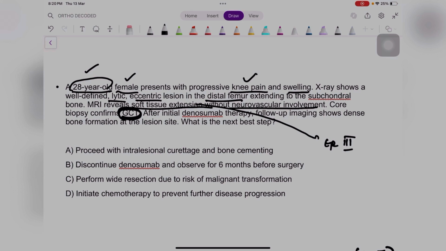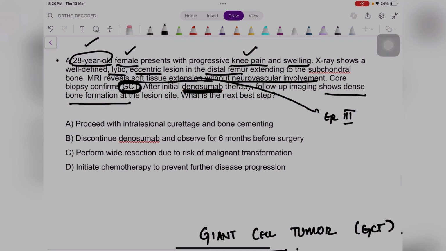So the core biopsy confirms GCT, and the patient is being treated with denosumab. Follow-up imaging shows dense bone formation. So what to do now? For GCT grade 3, what do we do? We do a wide resection. But here the patient was treated with denosumab and the lesion has consolidated and the cortex is thickened. So what can we do?